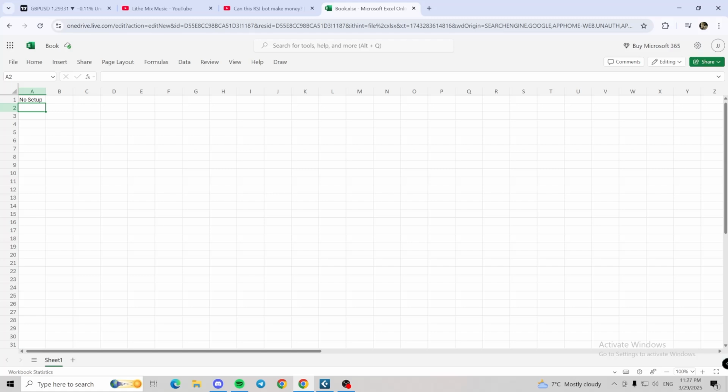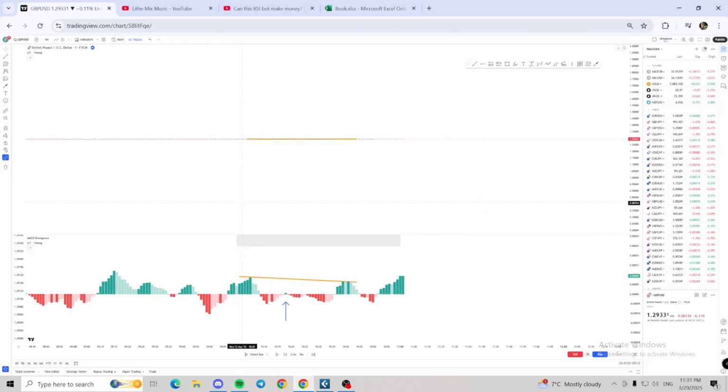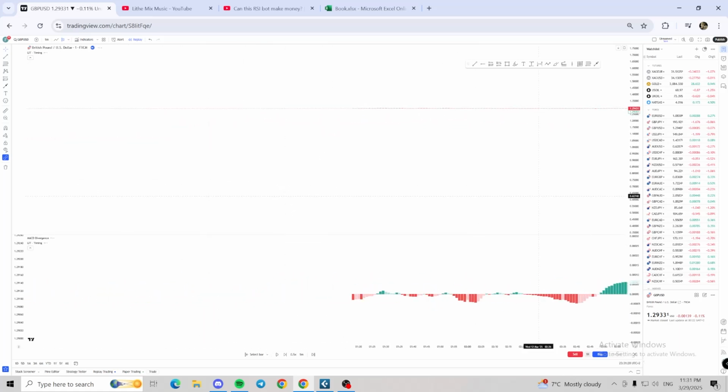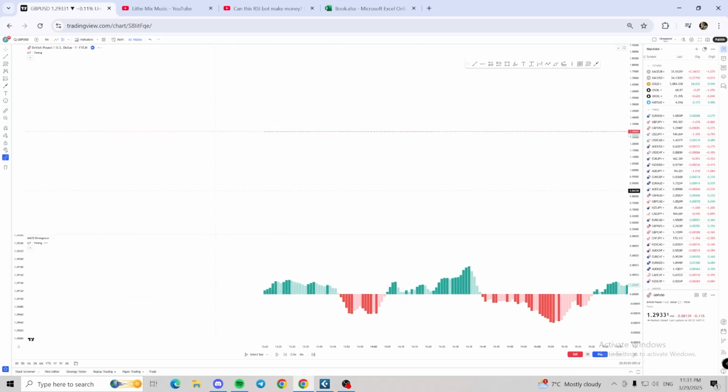Okay, so we are going to use this Excel spreadsheet to write whatever we come up with. So in the first line, I write no setup. Okay, so we're going to see what we end up with. Okay, so we are going to continue. Let's check where is another.